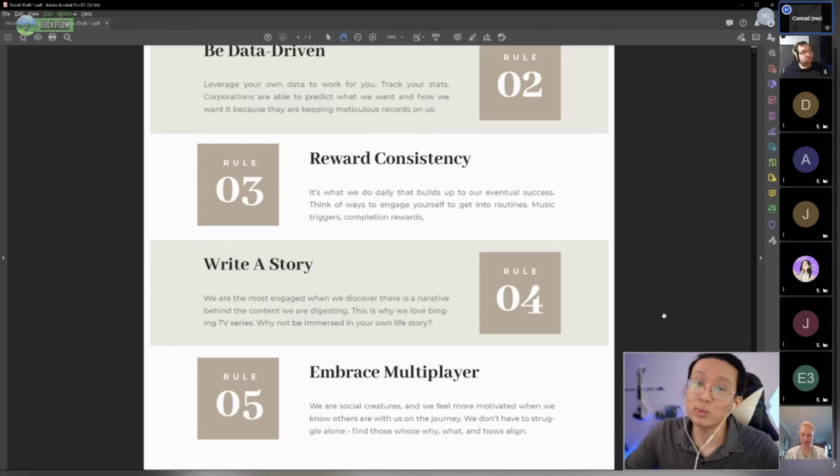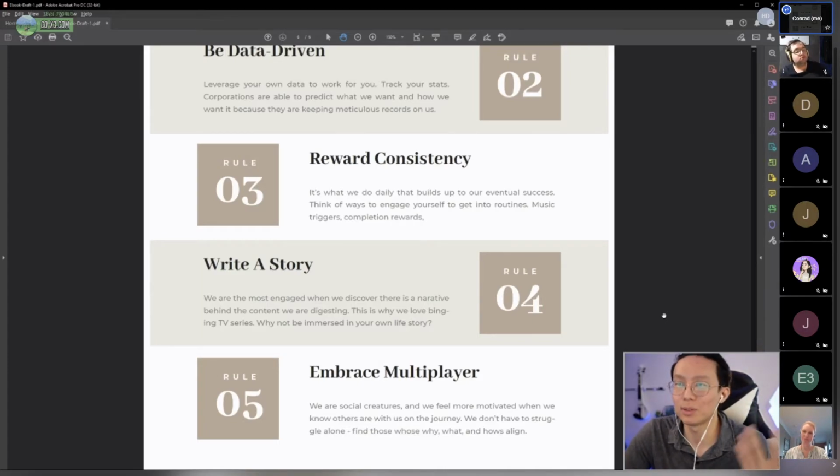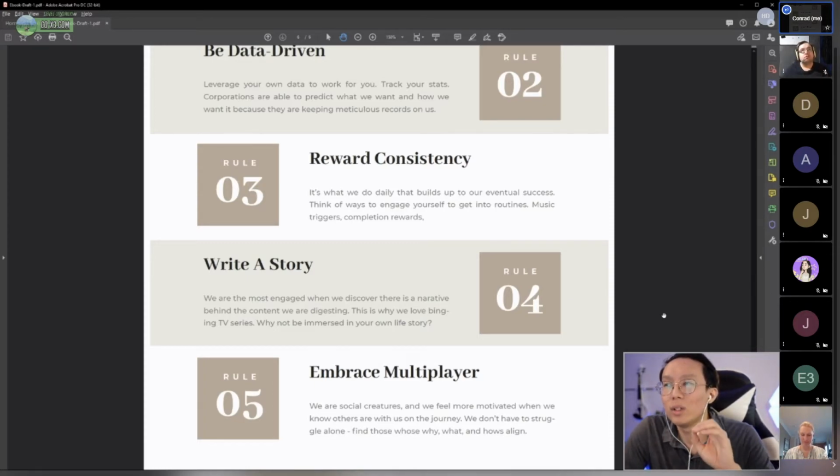And for the most part, I want to say we do have a narrative. We make up narratives all the time. We make up stories all the time when we try to rationalize things that we do. But we don't do it in a very intentional manner.